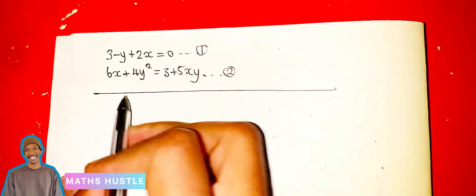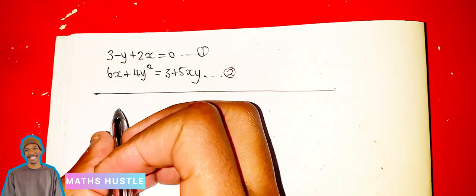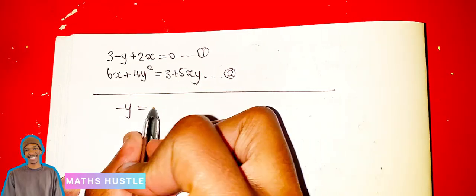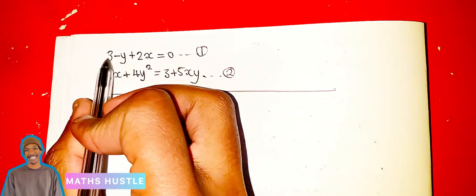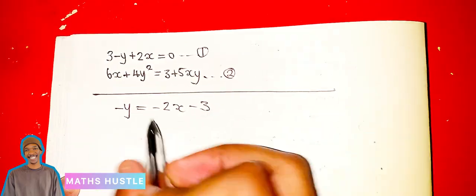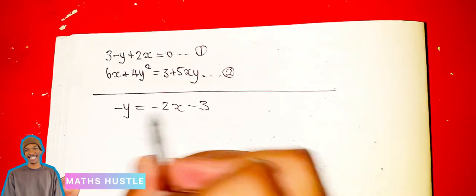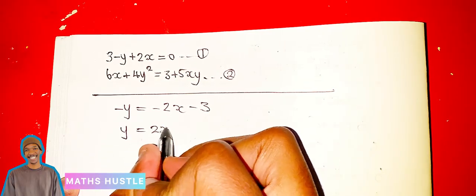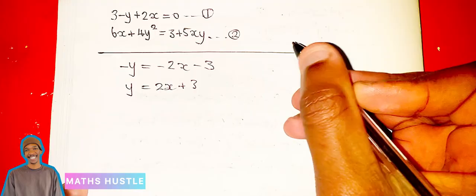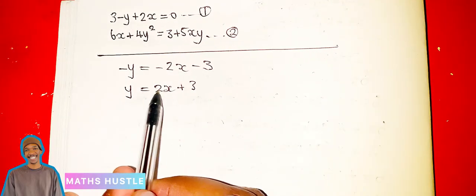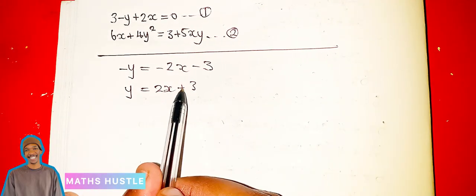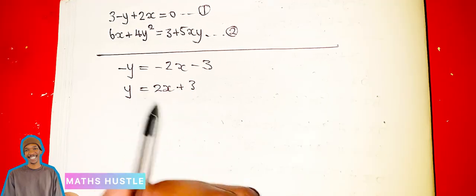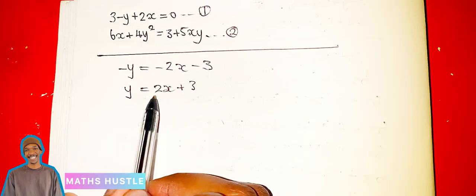Taking the simpler equation and making y subject of the formula, you have minus y equal, if x crosses to the other side, it will be minus 2x, and if 3 goes to the other side, it will be minus 3. So you divide both sides by negative 1, and you have y is equal to 2x plus 3, right? So what you do now is that you take your y value, which is equivalent to 2x plus 3. It is not an actual number, it is just the expression of y.